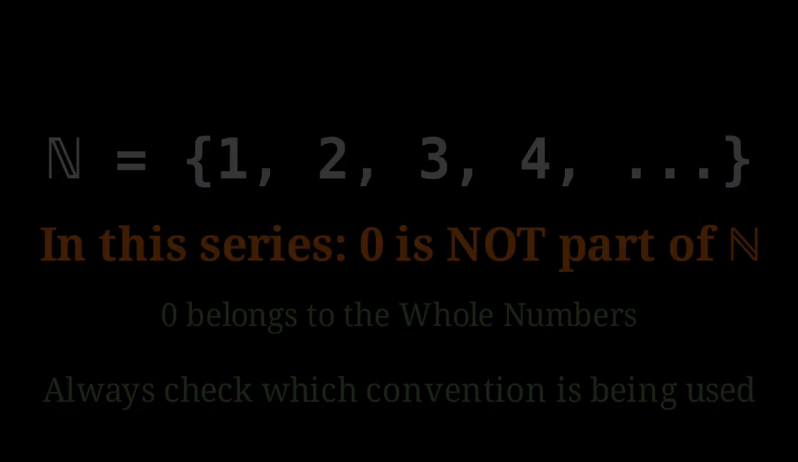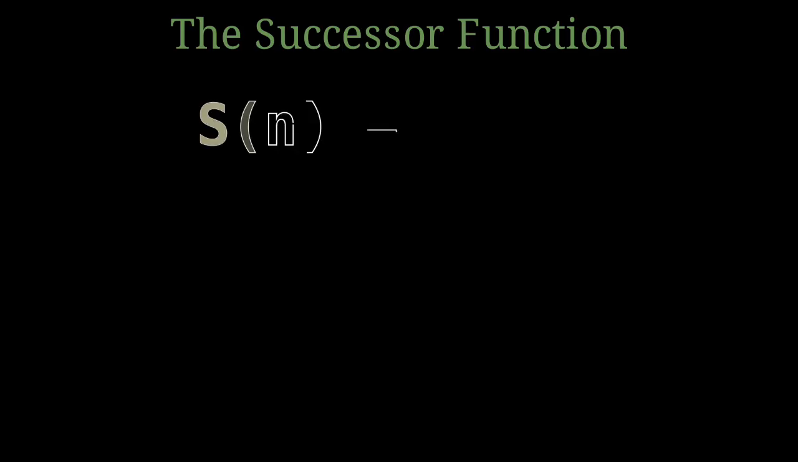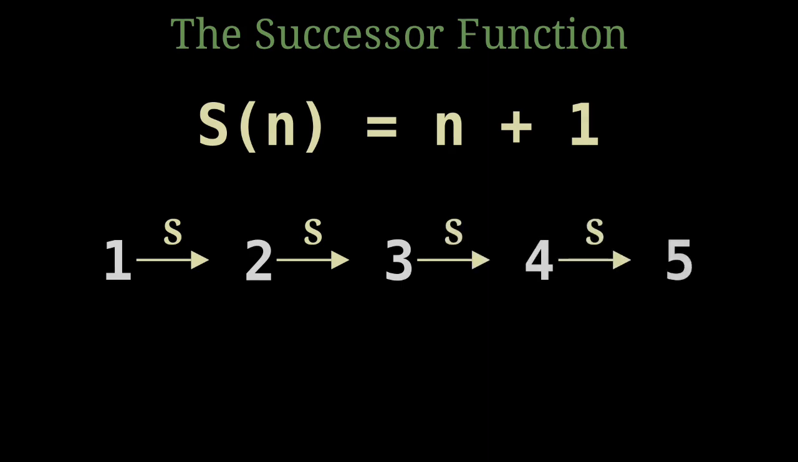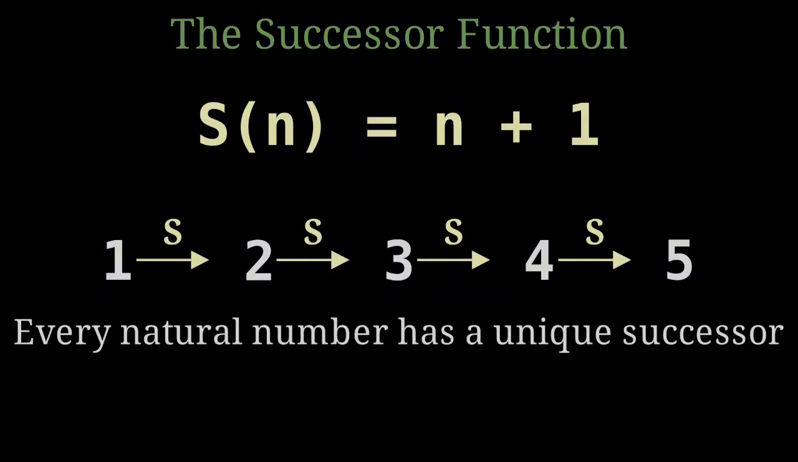Natural numbers are built using the successor function. The successor function s maps n to n plus 1. Watch how this generates the entire set. Starting with 1, we apply s to get 2. Apply s to 2, we get 3. Apply s to 3, we get 4. Apply s to 4, we get 5. This pattern continues indefinitely.